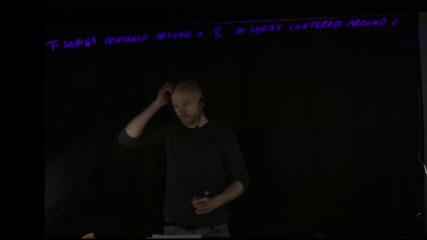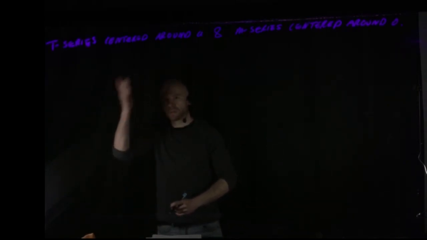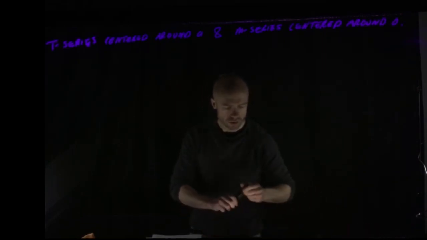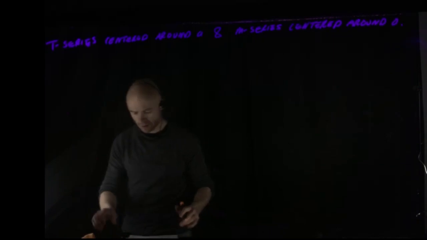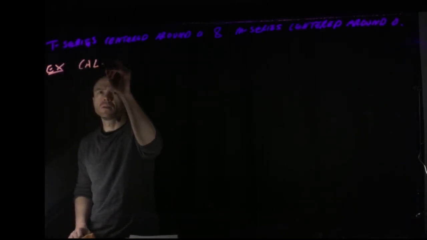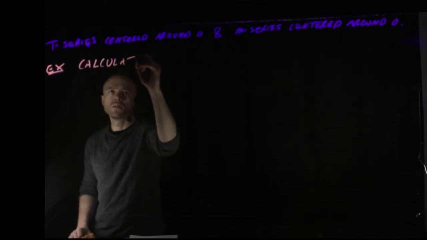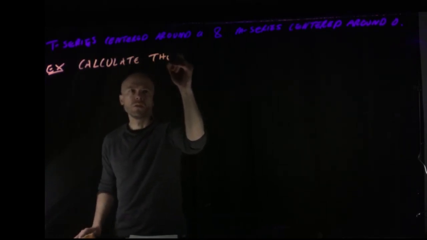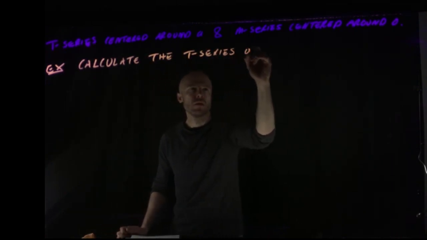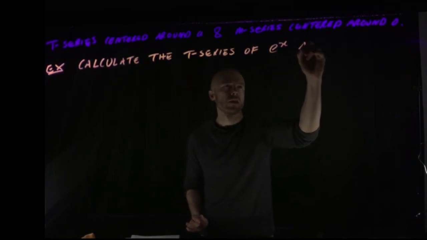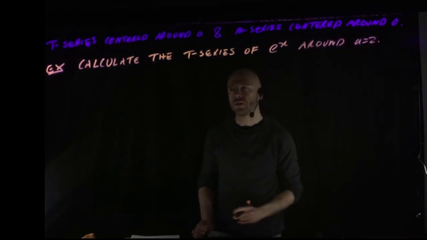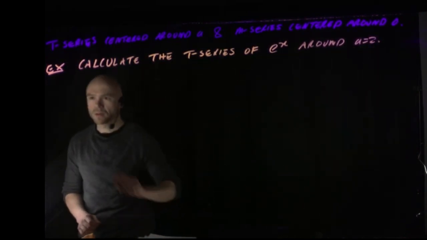Okay. We are going to calculate a Taylor series, i.e. something which is not centered around 0. And this is our exercise. So, example, calculate the Taylor series of e to the x around a equals 2. Okay, solution.